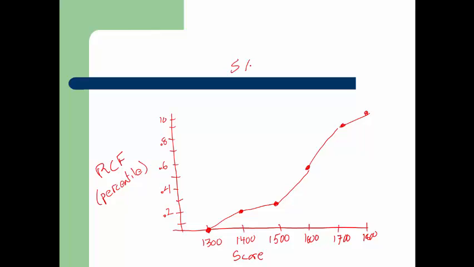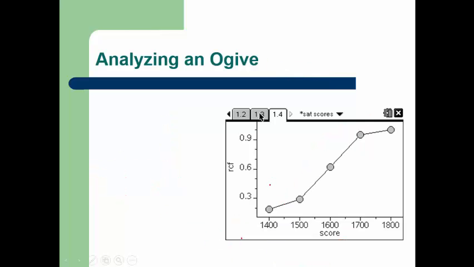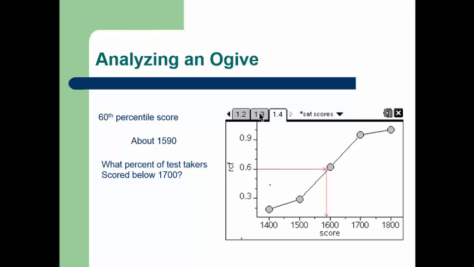Let me go put my title here, SAT scores. And what we're going to be able to do with this now, right? And you think, again, what percentage of the data was below a 1500? Well, that was 30% of the data. So reading this is really more important. So let's say that you are given an ogive. We want to say, all right, what's the 60th percentile score? So what you would do, go over from 0.6, go down, and that's the score of about 1590.